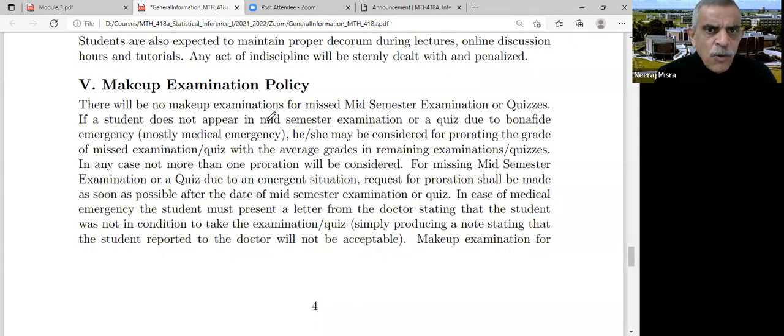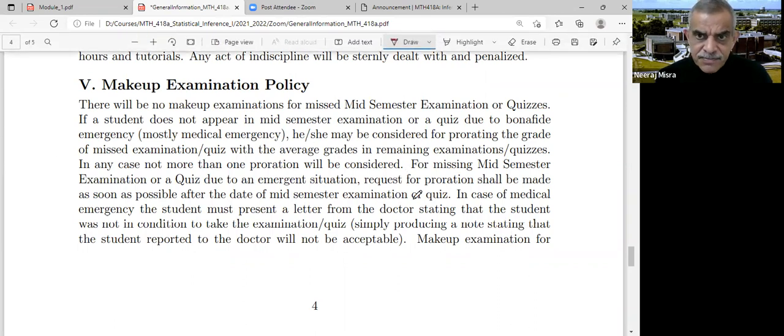Makeup examination. There will be no makeup examination for missed semester examination or quizzes. If a student does not appear in the mid-semester examination or a quiz due to a bona fide reason, mostly medical emergency, he may be considered for prorating the grade of the missed examination with the average grades in the remaining examinations. In any case, not more than one proration will be considered. It cannot happen that you ask for a proration of one quiz and one mid-semester, or one or both the quizzes, or a mid-semester and a quiz. For end semester, the makeup examination will be as per the policy of the Dean of Academic Affairs.